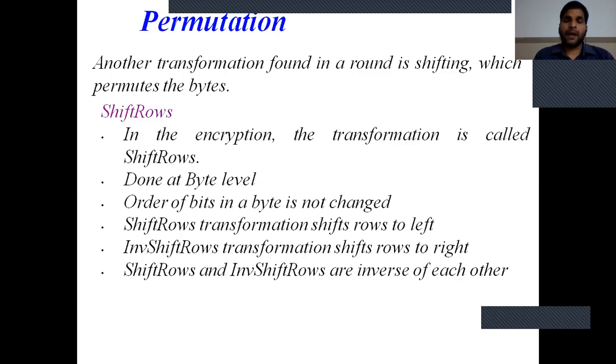Now next, apply the operation of permutation. Another transformation found in a round is shifting, which permutes the bytes: ShiftRows. In encryption, the transformation is called ShiftRows, done at byte level. The order of bits in a byte is not changed, but ShiftRows shifts rows to the left. InvShiftRows shifts rows to the right. ShiftRows and InvShiftRows are inverses of each other.